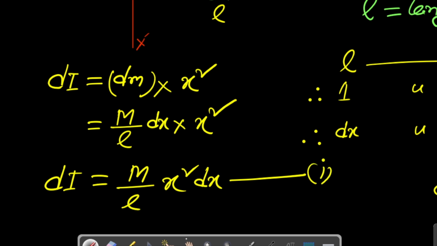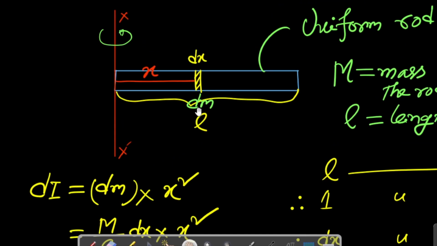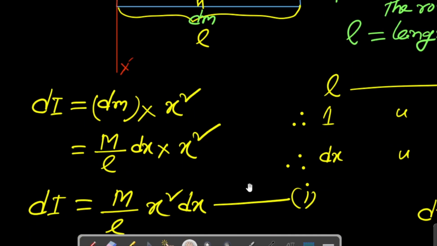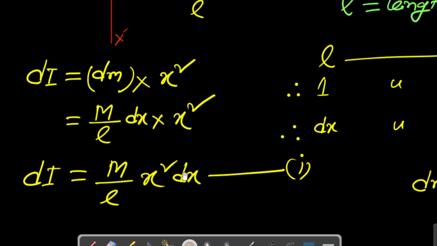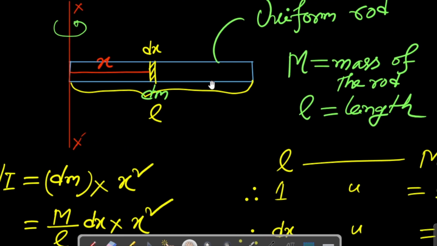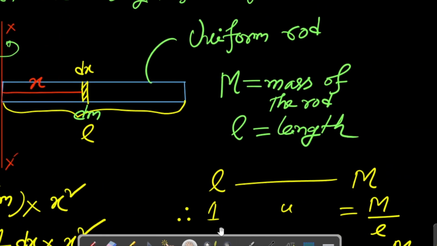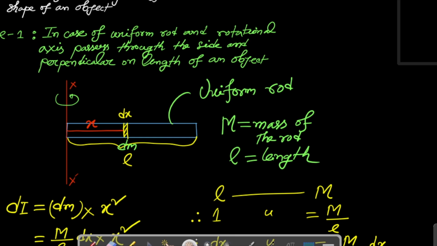This equation represents the moment of inertia for a small amount of mass dm. For a small amount of mass dm, the moment of inertia di is equal to m divided by L x square into dx. But our duty is to find the moment of inertia for the total object.